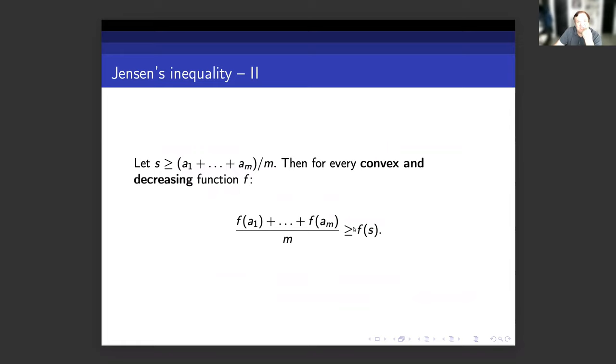This implies the Jensen inequality. Suppose we have a convex decreasing function, and suppose s is greater or equal to the mean value of the a_i. In this case, we have this inequality: the mean value of f of a_i is greater or equal to f of s. So we can take a bar here, and we obtain this just as follows from the previous inequality.